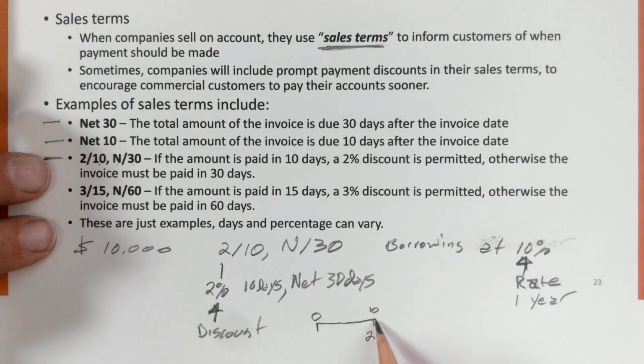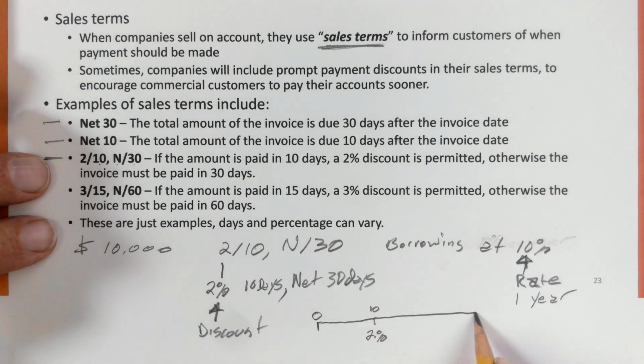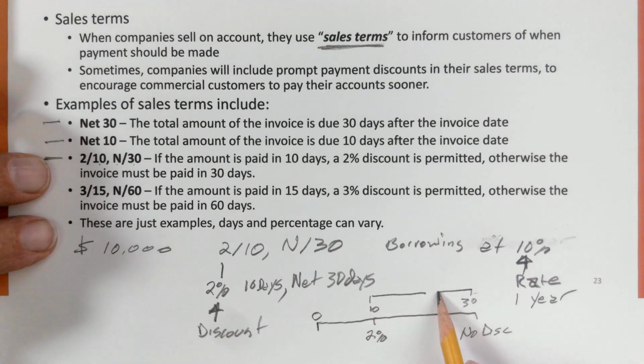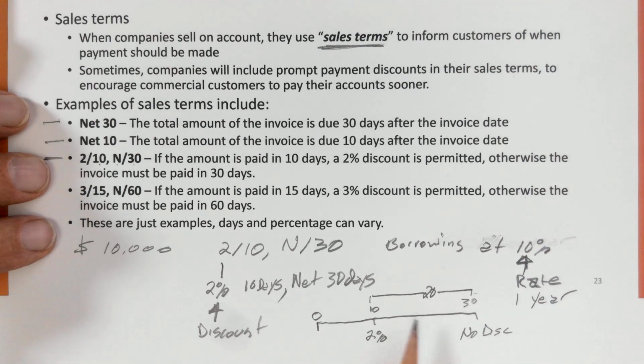Now, if you miss paying it in 10 days and instead you pay it in 30 days, you get no discount. So you get this discount for paying how many days early? 30 minus 10 is 20 days. You're paying 20 days early. So for paying 20 days early, you get 2%.